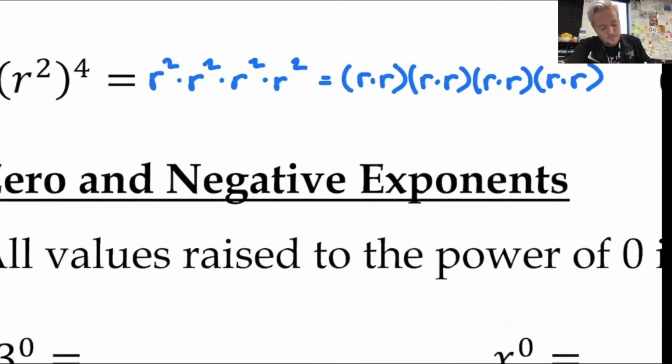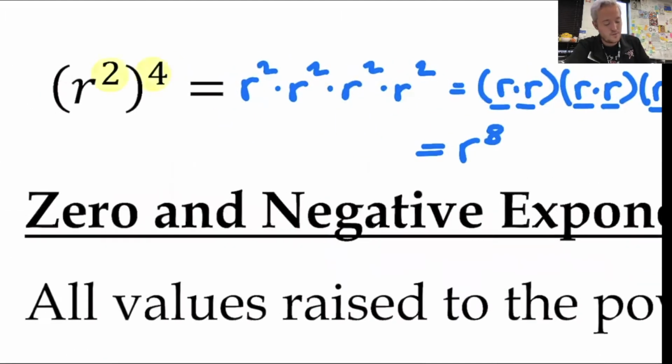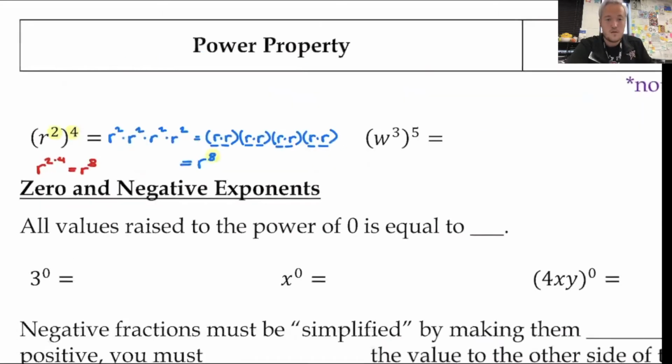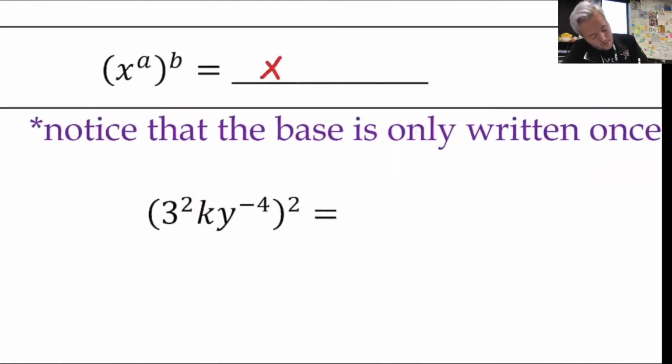So notice here, we have 1, 2, 3, 4, 5, 6, 7, 8 r's. So we're going to have r to the 8th. So you want to notice, how do we go from 2 and 4 to 8? So the rule here is I'm going to multiply the exponents. All right, so up here, x to the a times b, it's going to be our rule here.